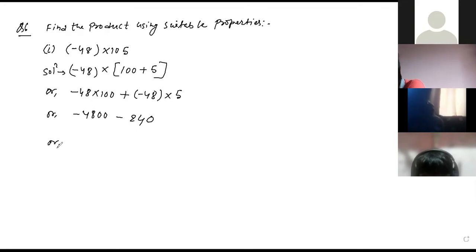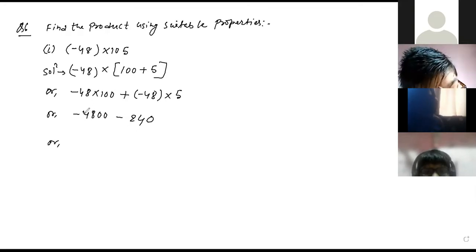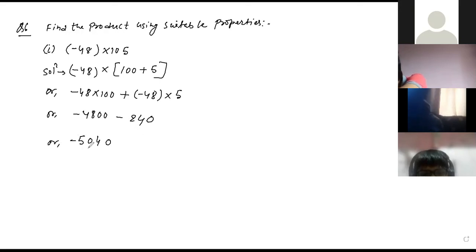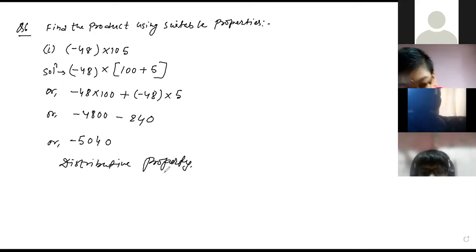Okay. So here minus both are negative integers, so we can add them. So this is a distributive property. Understood?